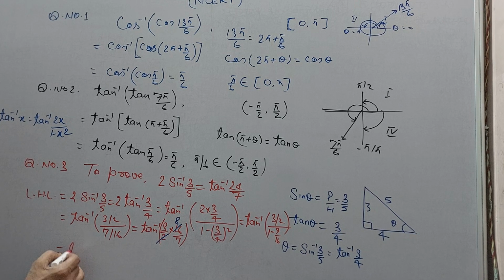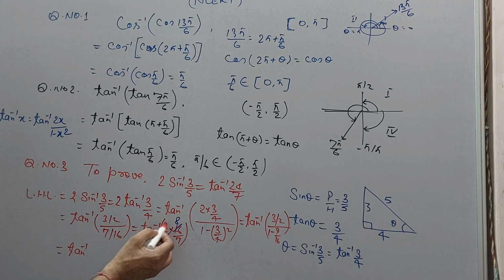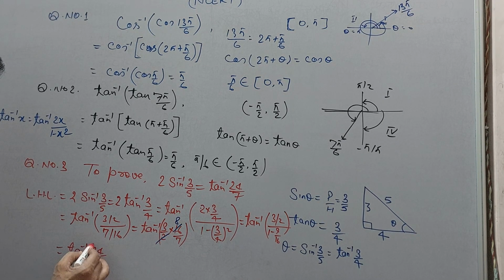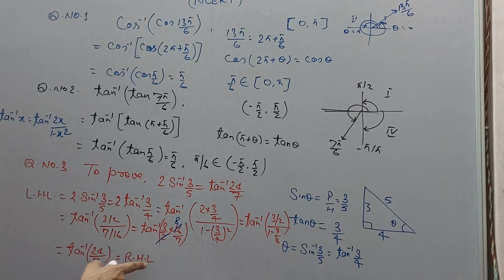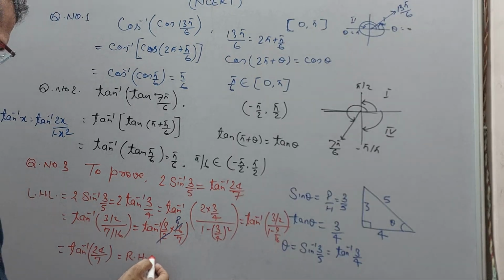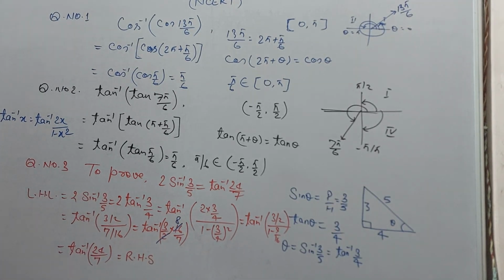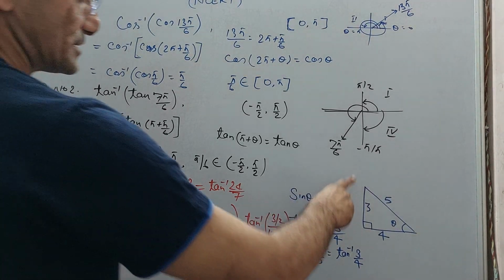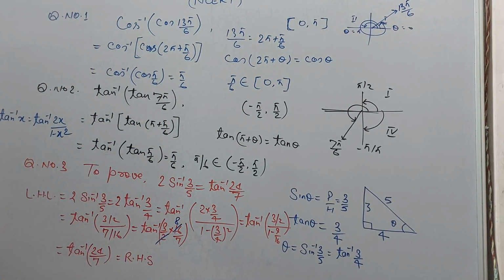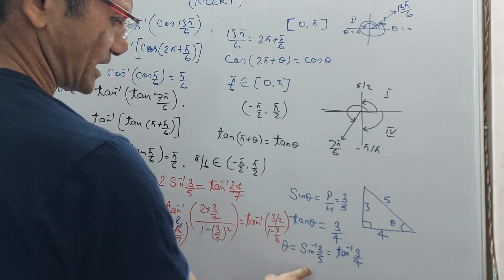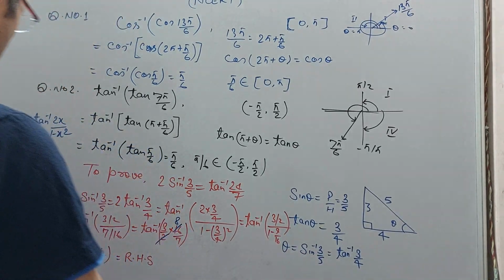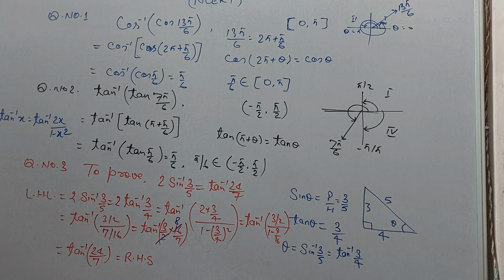Final answer becomes tan inverse 24 divided by 7. Yes, so this is our right hand side. So we have done it very easily using these triangles. First convert the sine inverse into tan inverse, then use this final formula, the formula we have used here in problem number 3.